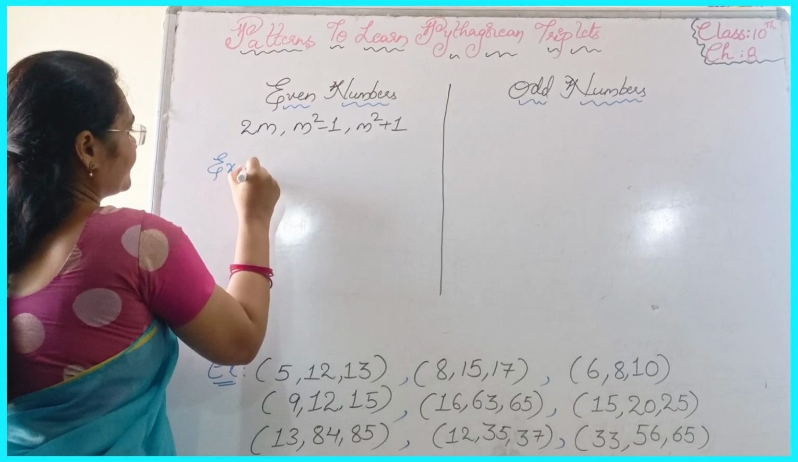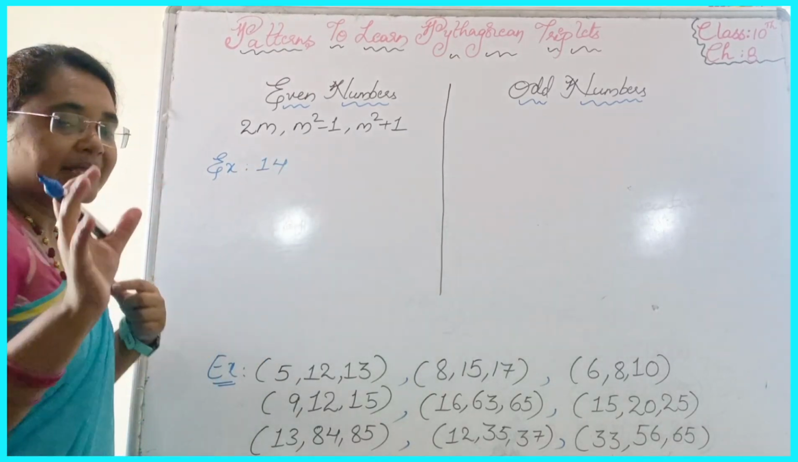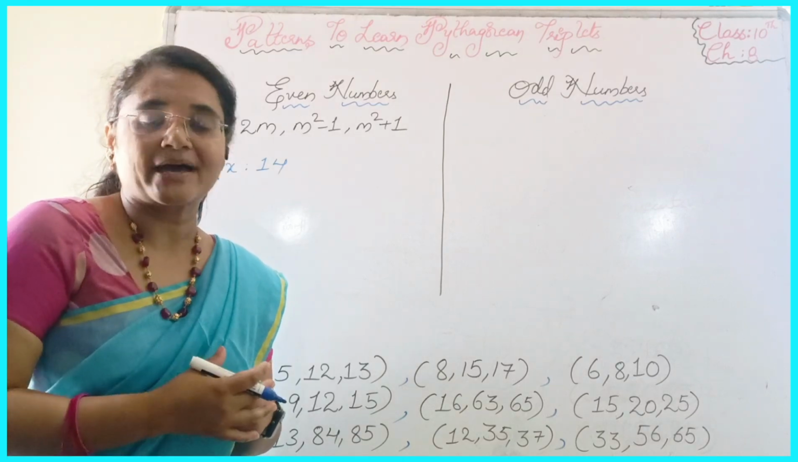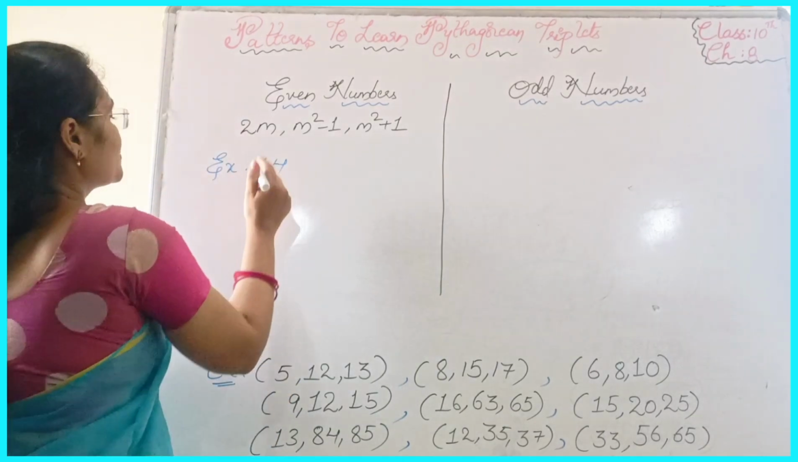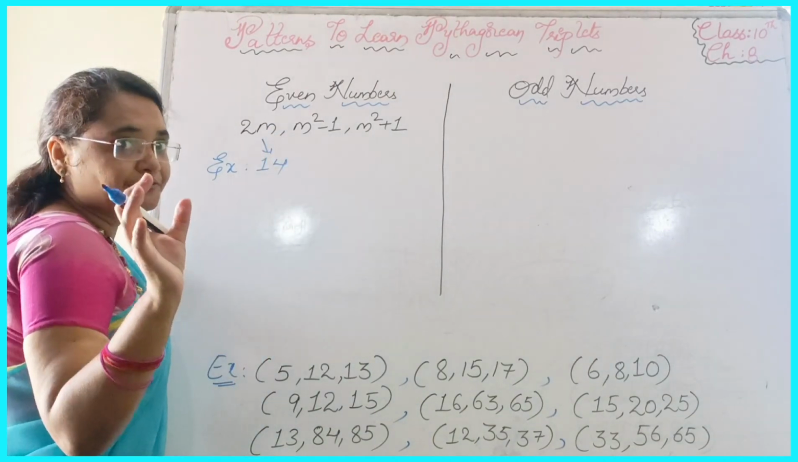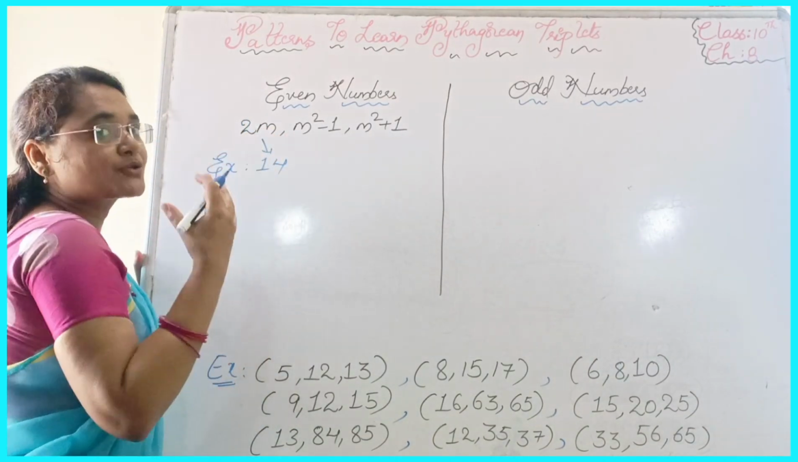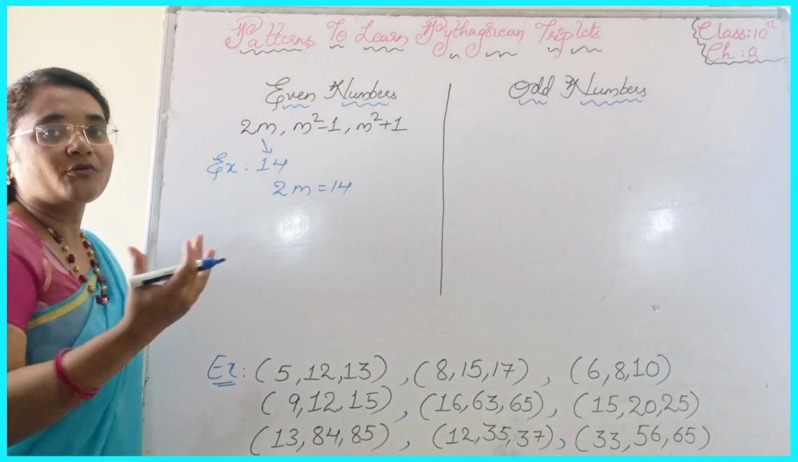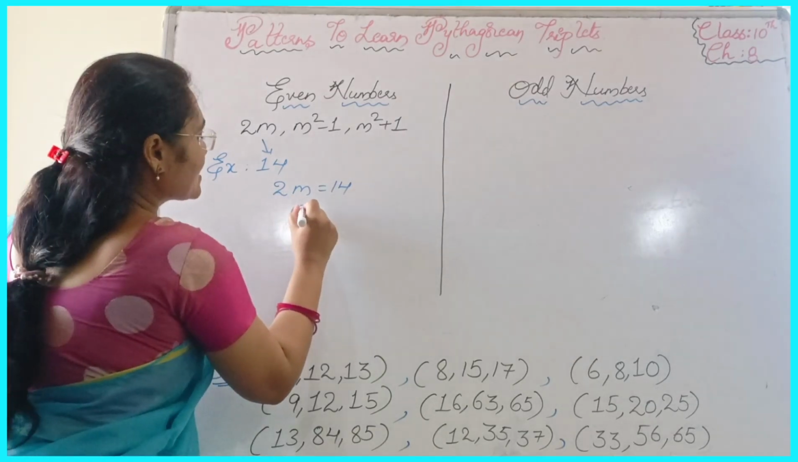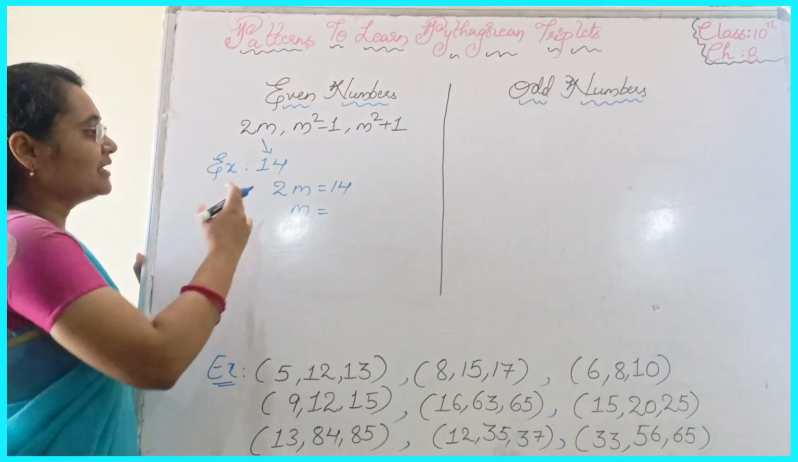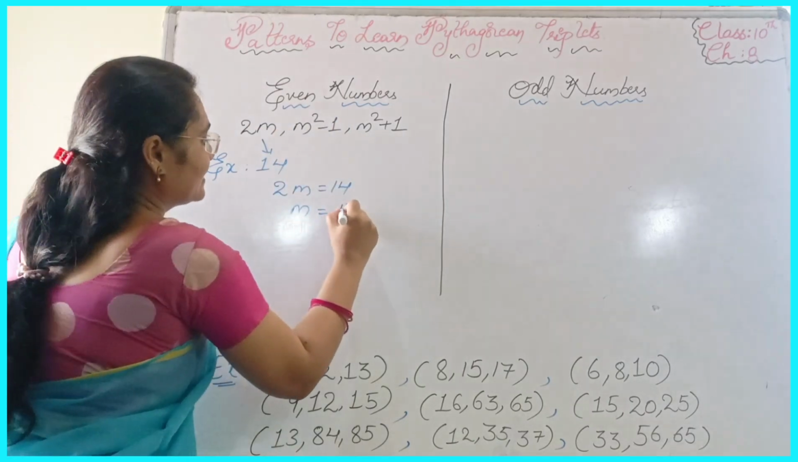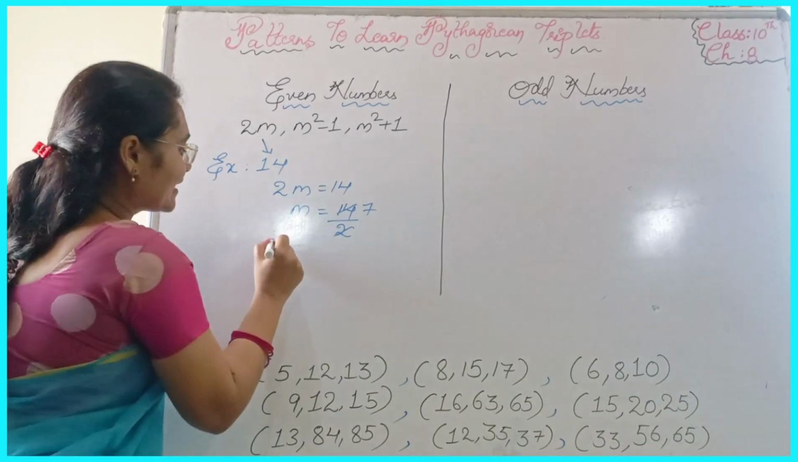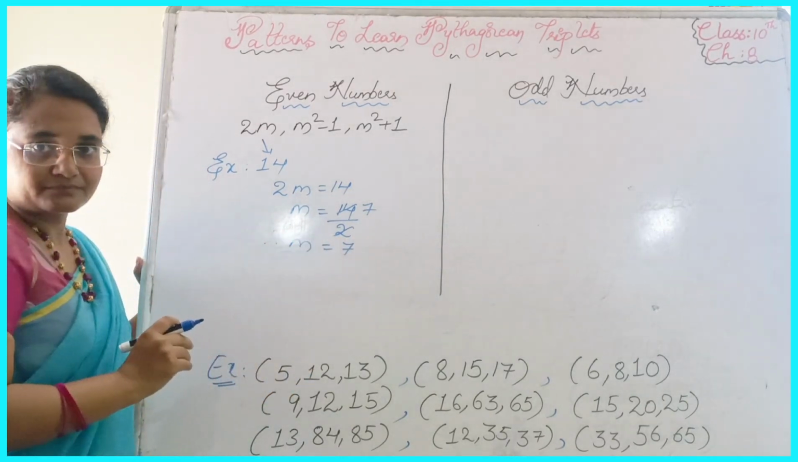Example 14. So I am taking 14 as one even number in the Pythagorean triplet. Let's find what are the remaining two values of the Pythagorean triplet. So the first value is 14 and we are going to consider it as 2m. So when 2m is equal to 14, we have to find the value of m. So here you should make m the subject of the equation by transposing the number 2 to the right hand side. That is 14 by 2. It will be cancelled 7 times. So we got the value of m is equal to 7.